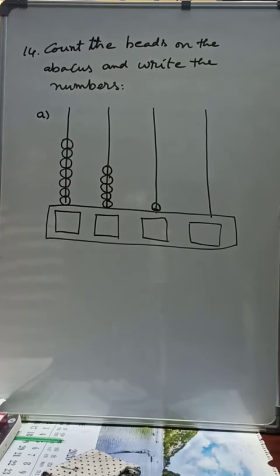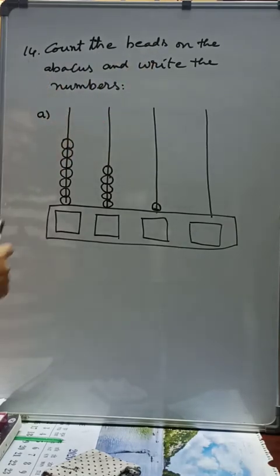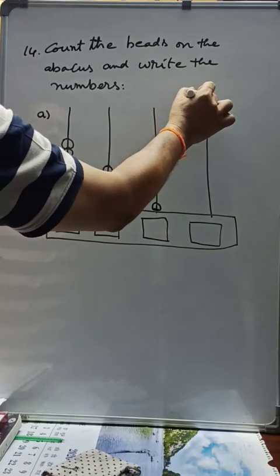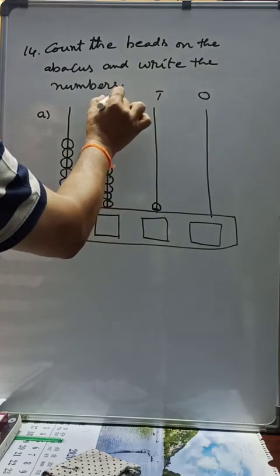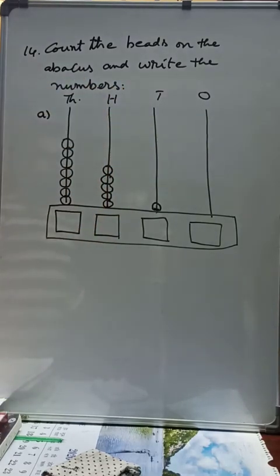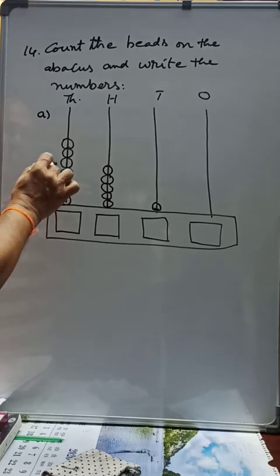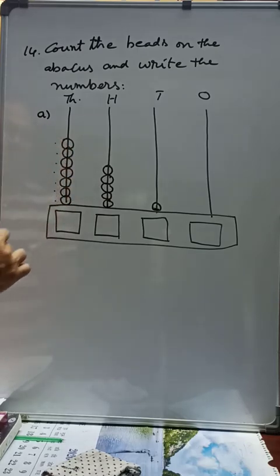Now let us continue with the 14th one. The 14th sum is we have to count the beads on the abacus and write the numbers. So we have 4 places. This is 1's place, 10's place, 100's place, and 1000's place. Count the number of beads in the 1000's place. We have 1, 2, 3, 4, 5, 6, 7. 7 beads are there, write 7.